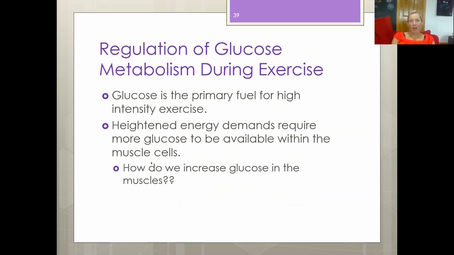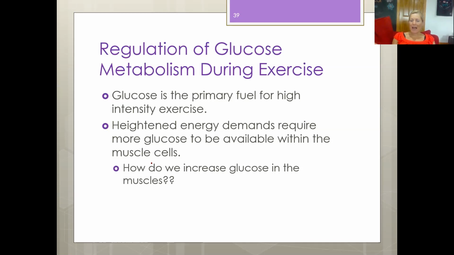Again, we mentioned that sugar, or glycogen or glucose, is a very important fuel source for us during high intensity exercise. Glucose will serve as our exclusive fuel source during high intensity exercise. Heightened energy demands require more glucose to be available within the muscle cells.